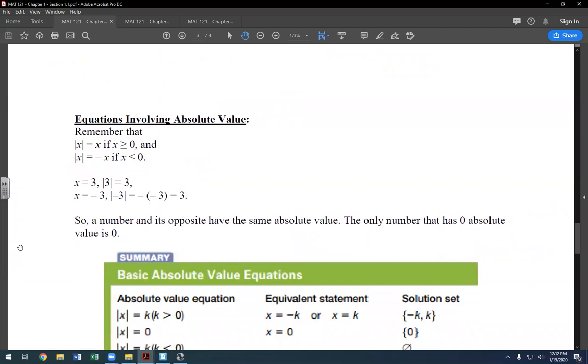So that was equations involving rational expressions. Now we're getting into absolute value equations. So absolute value equations. First, we need to know what is an absolute value. So what do you understand by absolute value?